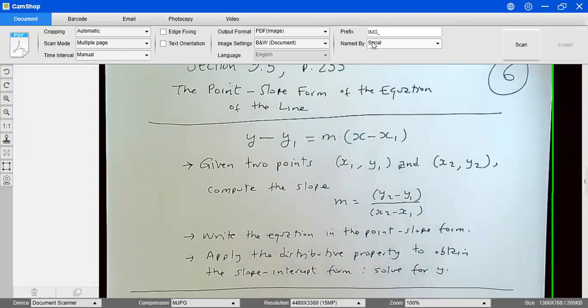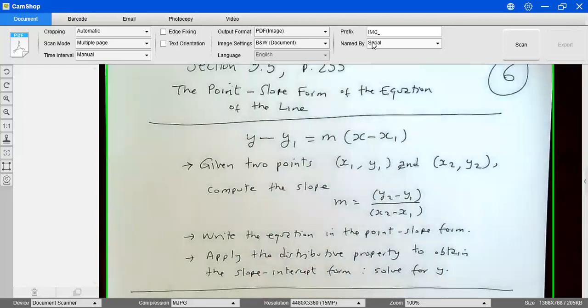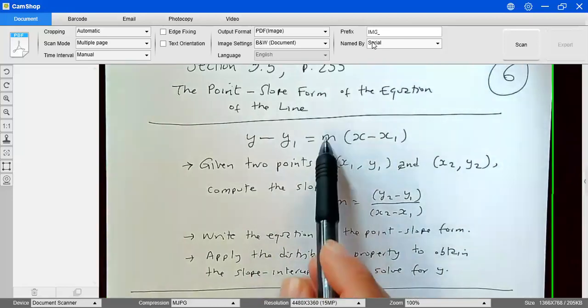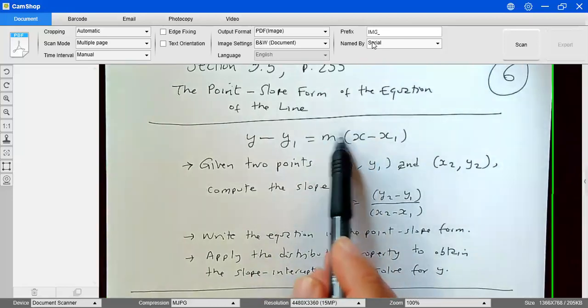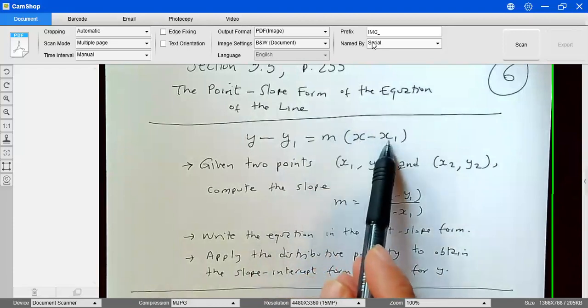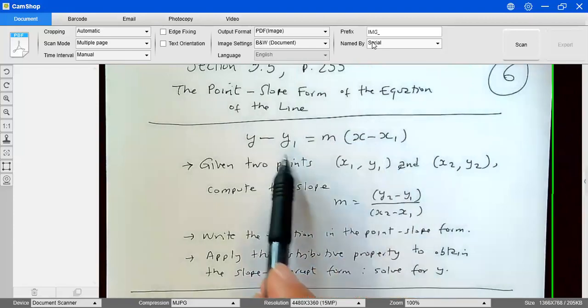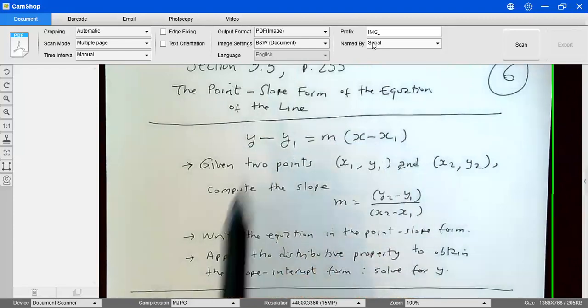Then to be able to obtain the graph or for other possible computations, we're going to apply the distributive property here. So you're going to multiply m by x and then by x1. So you apply the distributive property and then you solve for y. In that way, you're going to obtain the slope-intercept form.